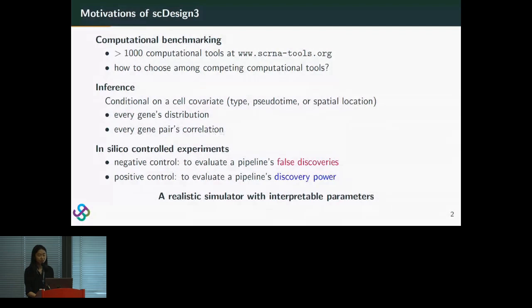And besides, which I think is most exciting and related to my talk this morning, is the in silico control experiment. Can we generate negative controls as synthetic nulls, or positive controls, to evaluate a pipeline of methods, false discovery, and discovery power? So all these causes led us to develop a realistic simulator with interpretable parameters.